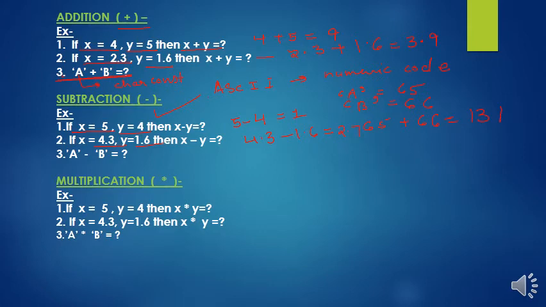Next is the difference of character constant a minus character constant b. So children, the Java compiler internally converts the character constant a into its ASCII code. ASCII code of a is equal to 65. ASCII code of b is equal to 66. So it will subtract 65 minus 66. Answer will be minus 1.